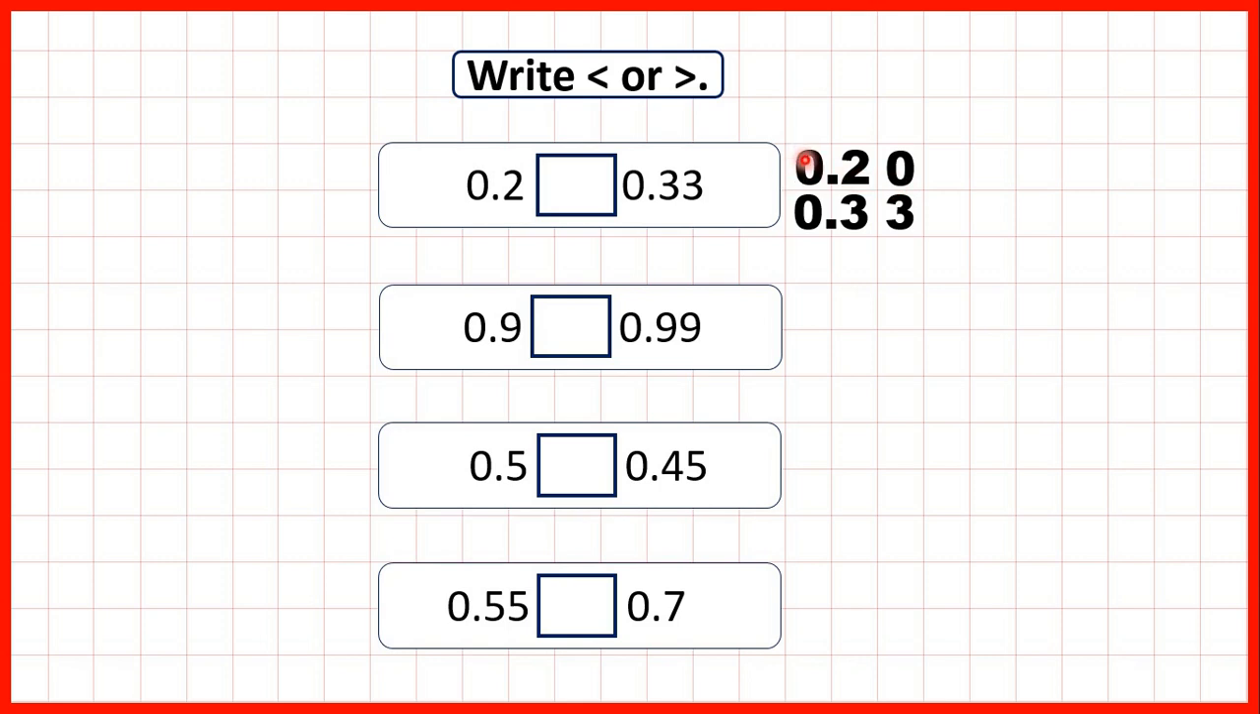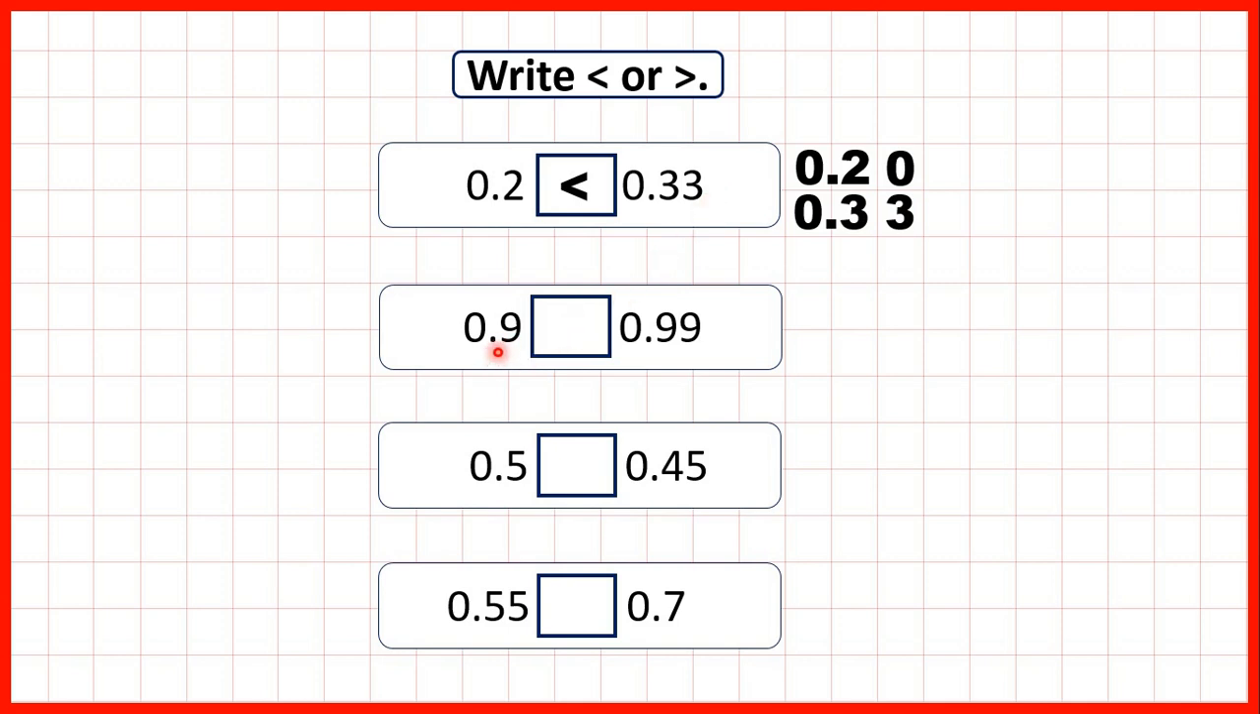We start by comparing the larger place values. So here, both numbers have 0 in the ones, but if we go along to the tenths, we have 2/10 and 3/10. So we know straight away that this number with 3/10, 0.33, is the larger decimal, and we didn't even need to look at the hundredths place value. As soon as we saw that the tenths was larger in this number, we knew which was the larger decimal.